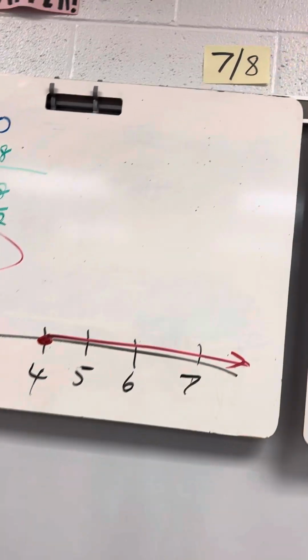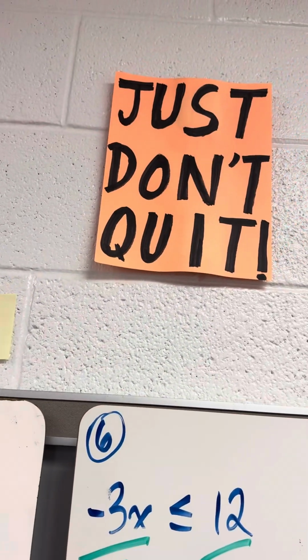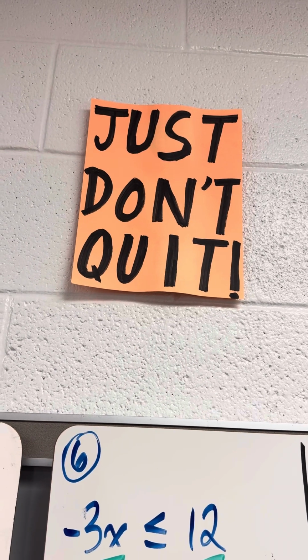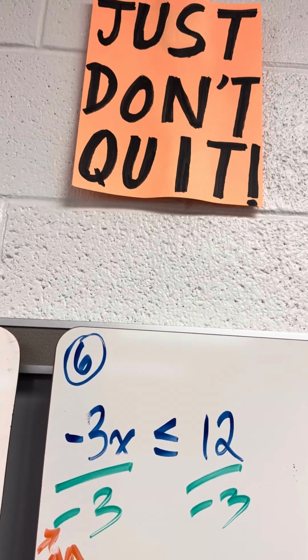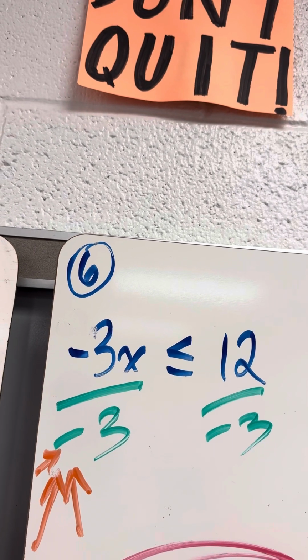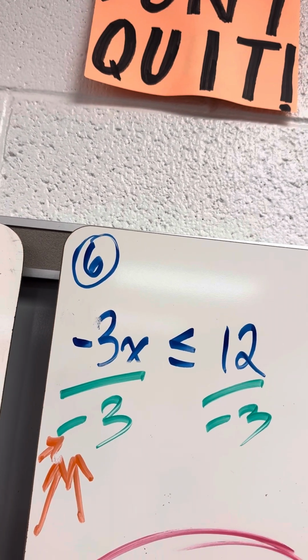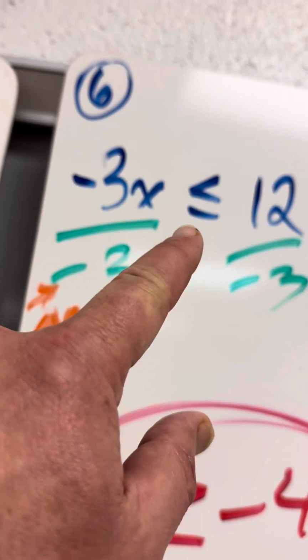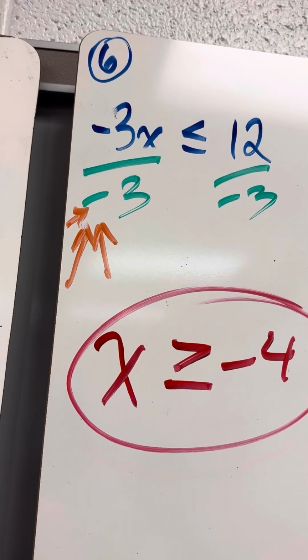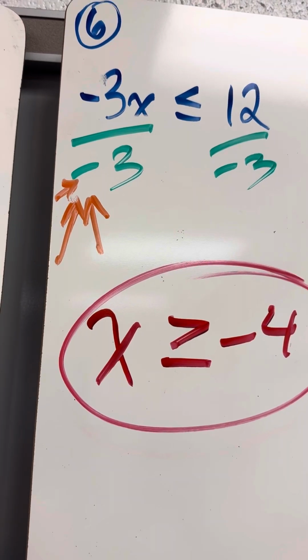Now, you might have this situation. If you have negative 3x less than or equal to 12, meaning you're dividing by a negative. Careful. Warning, warning, warning. When you divide by a negative, the inequality flips around, okay?